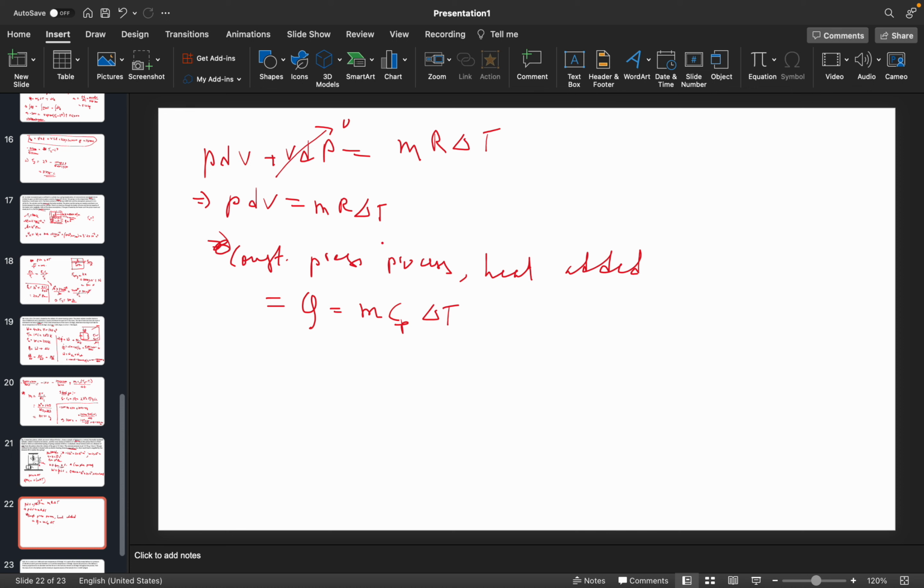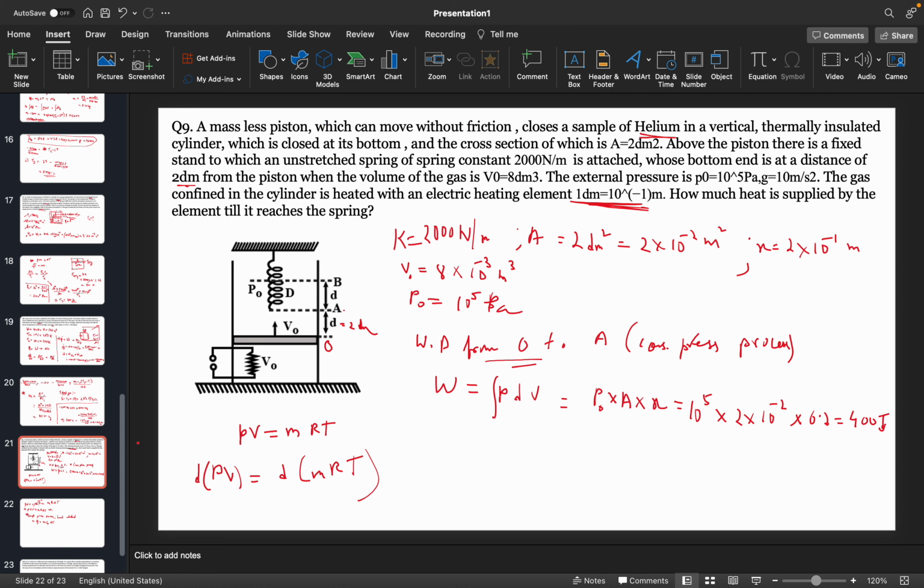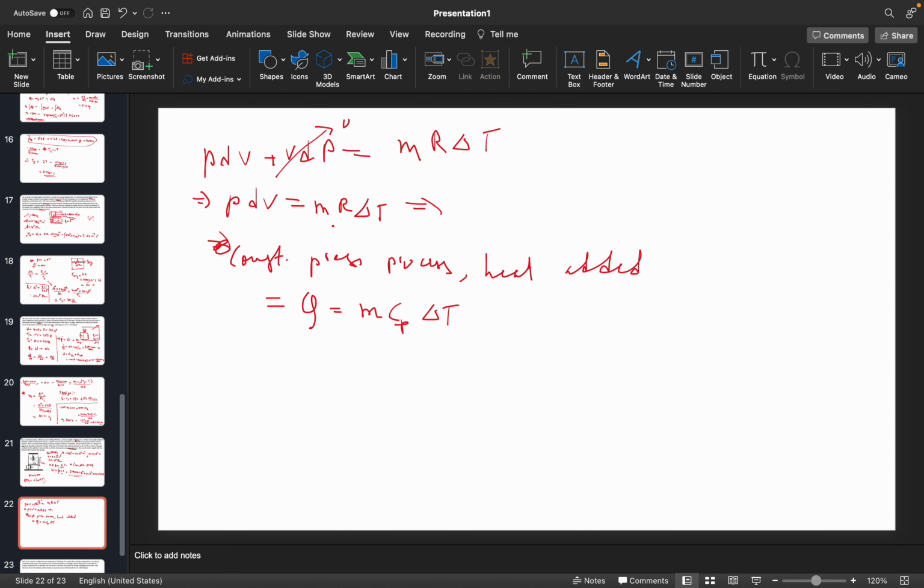Now from here, can we express, since we already know the value of P dV? We have the P dV value already. So what we can do is that m into delta T is equal to P dV by R. So that means we have got this one.